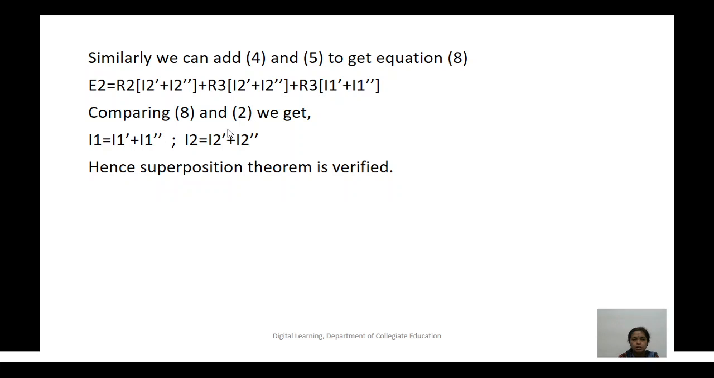Similarly, I2 dash is the current when E1 is there. I2 double dash is the current when E2 is there. I2 is the current when both the sources are there. So I2 is equal to I2 dash plus I2 double dash.